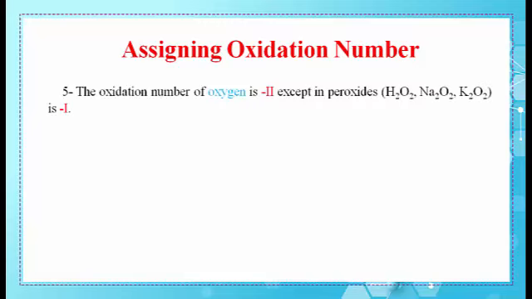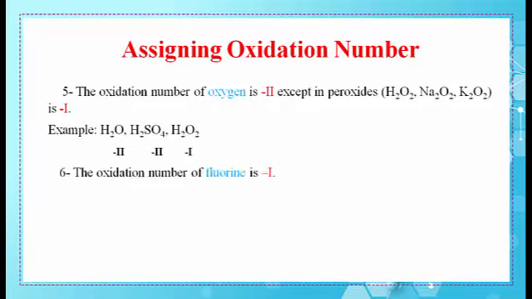The oxidation number of oxygen is -2 except in peroxides. The peroxides, which are H2O2, hydrogen peroxide, Na2O2, sodium peroxide, and K2O2, potassium peroxide, have -1. Examples: in H2O, the oxidation number of oxygen is -2. In H2SO4, it is -2. In H2O2, since it is a peroxide, the oxidation number of oxygen is -1.